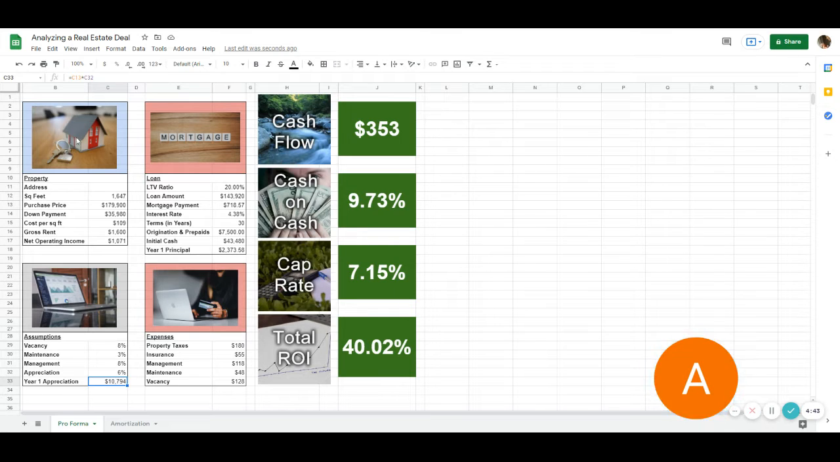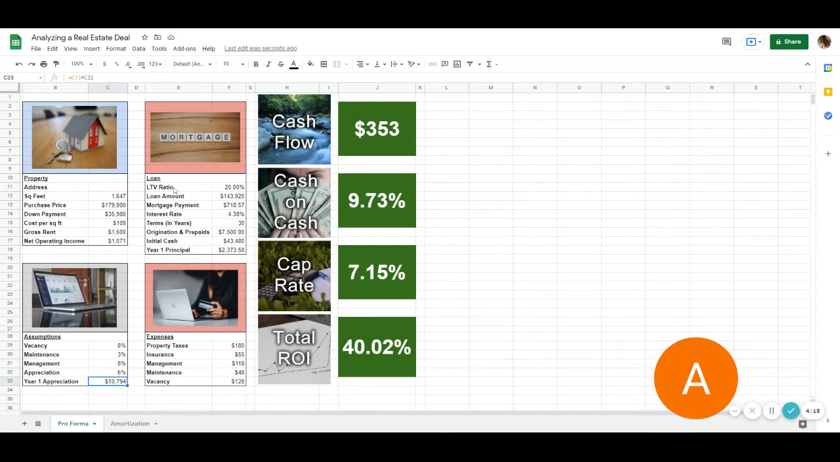So, we're going to start up here with our actual property. This is an example property that I've purchased personally. The things you can change here are the square footage, the purchase price, and your expected gross rent. So here you see a 1,647 square foot house for $179,900. That gives us $109 cost per square foot, and we expect it to rent for $1,600.